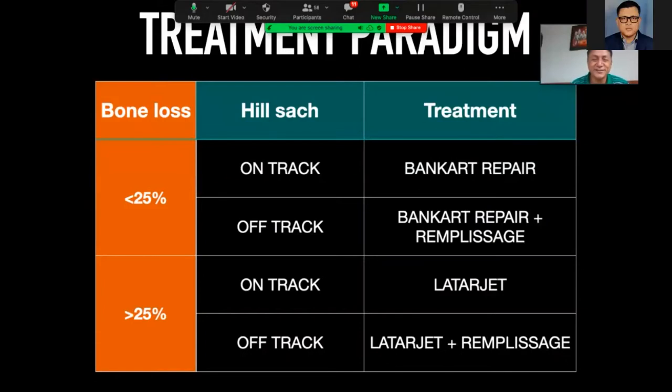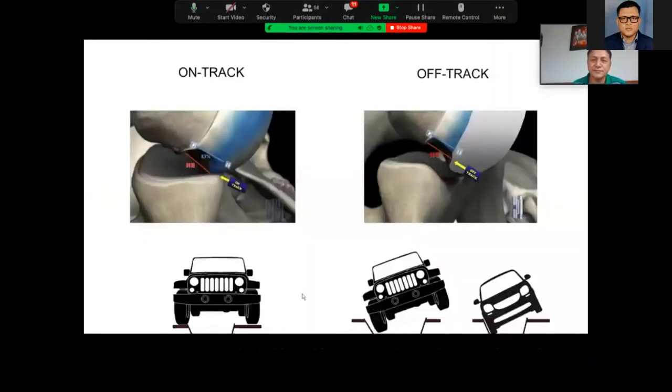Okay, so the summary of these two cases is the treatment paradigm. If by calculation the glenoid bone loss is less than 25% and the Hill-Sachs is on track, do a Bankart repair. If less than 25% bone loss and off track, Bankart repair plus remplissage. Had the Hill-Sachs been on track, we would have been happy with Bankart repair only. If bone loss is more than 25% and on track, do Latarjet. If it is off track, do Latarjet plus remplissage. But keep in mind, by doing Latarjet you are increasing the tracking diameter, and if even after increasing it, it is still off track, then only do remplissage. Otherwise, Latarjet alone can cover some of the off-track Hill-Sachs lesions and convert them to on-track lesions. This is what Rajeev sir was mentioning, the comparison of on-track and off-track Hill-Sachs lesions.